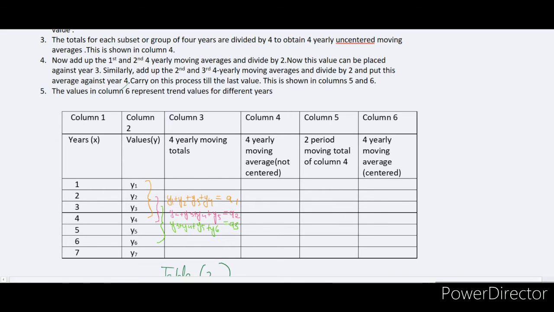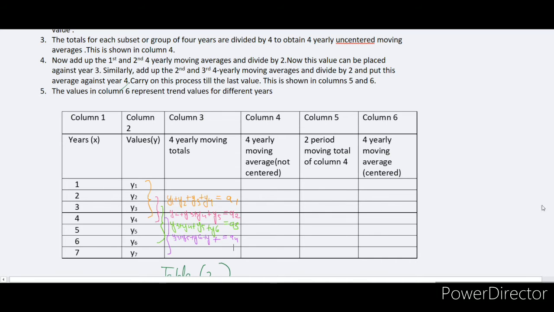And the next group, let me use a different color. We have years 4 5 6, and your value will lie between year 5 and year 6, since these are the middle years of the next group of 4 years. So y4, y5, y6, y7. Call this total a4.